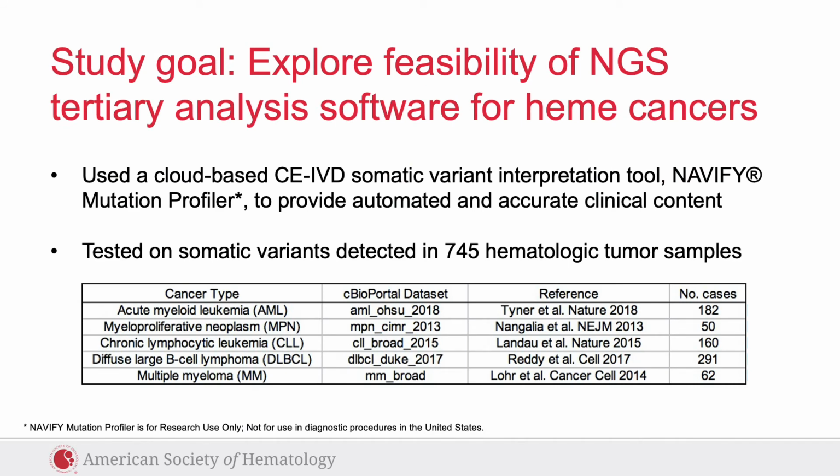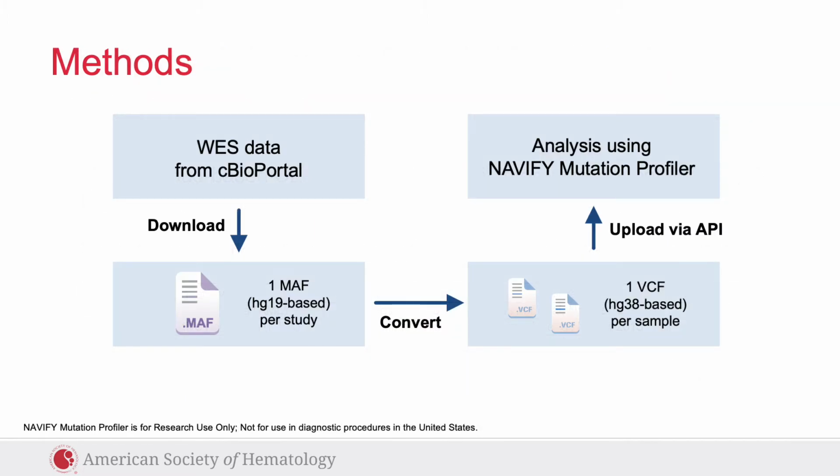To address this challenge, we explored the feasibility of an NGS tertiary analysis software called Navify Mutation Profiler to provide automated annotation and interpretation of variants in hematologic cancers. In the study, we leveraged publicly available datasets from cBioportal listed in this table. After downloading, we converted these datasets into individual VCF files and lifted the variants from HG19 to HG38. Then we uploaded each case via API to Navify Mutation Profiler for analysis.